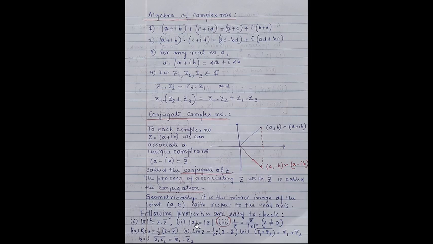That means the modulus of a plus ib will be root over a square plus b square, and the modulus of a minus ib will be root over a square plus b square. So see this distance and this distance, they are the same. So these two are similar triangles. Remember, this distance is called the modulus, the distance from origin to the point.